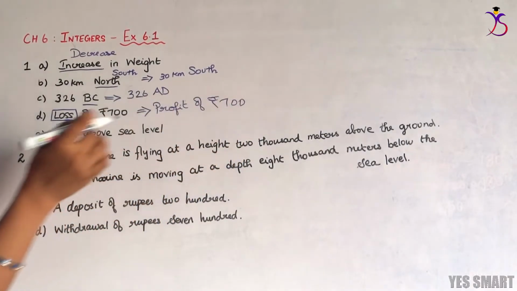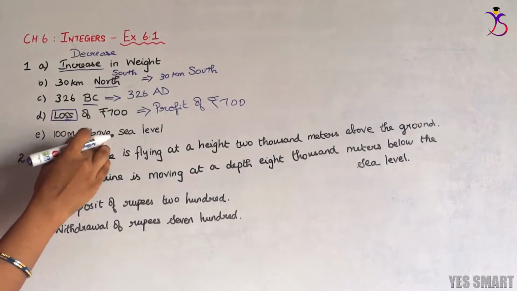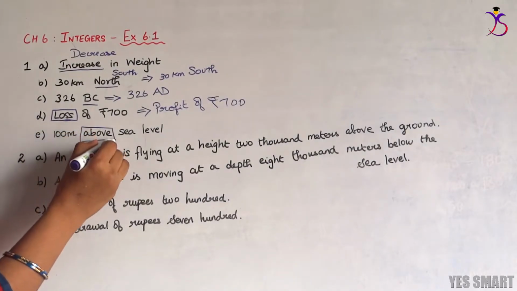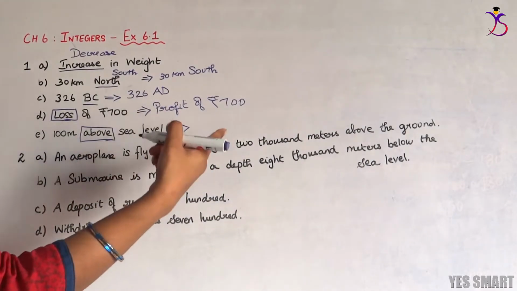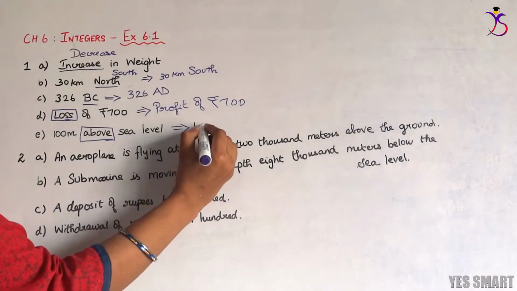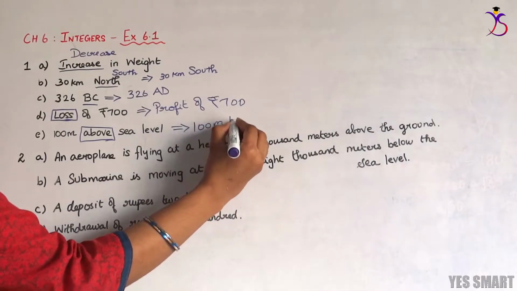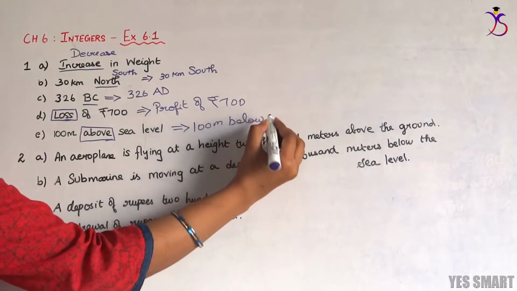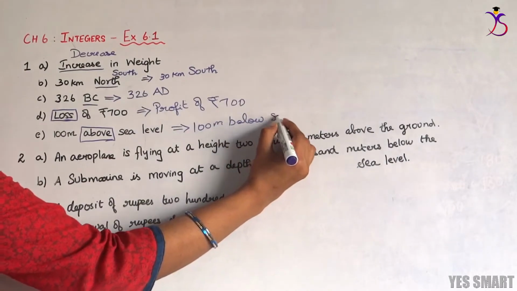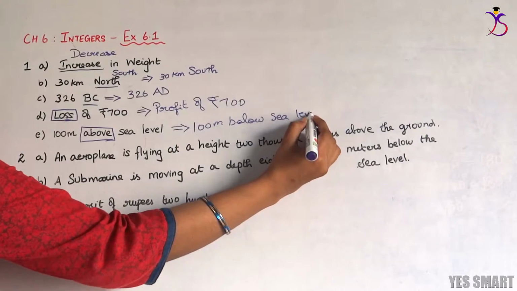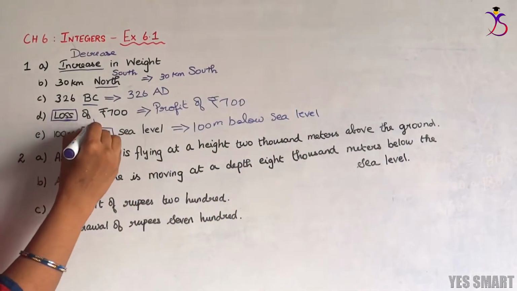Now moving on to E sum. 100 meter above sea level. I am highlighting above. The opposite of above is below. Therefore, the answer will be 100 meter below sea level. It should be below. The opposite of above is below. So, below sea level. Hence, the opposite of above is below.